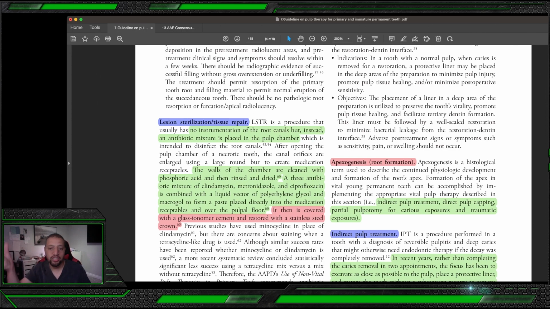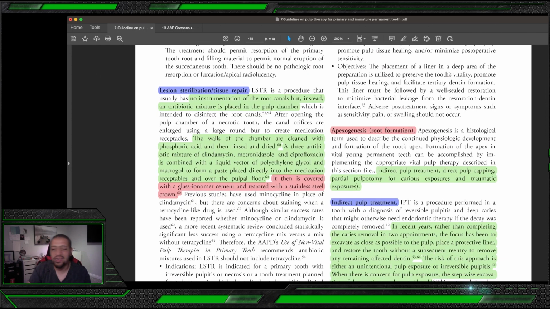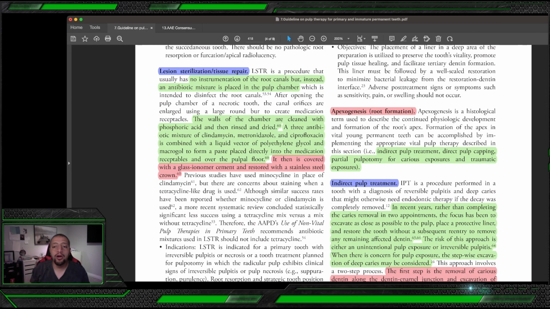Genesis means formation, so apex formation. So we are aiming to do root formation. We are aiming to continue with the physiological, developmental formation of the root apex. We want the root to be longer and form its apex. In this category, we have lines of treatment, which include indirect pulp capping, direct pulp capping, partial pulpotomy for carious exposure, and traumatic exposure. So I think you're confused now. So let's go part by part and then mix it together and get everything inside the category of apexogenesis.